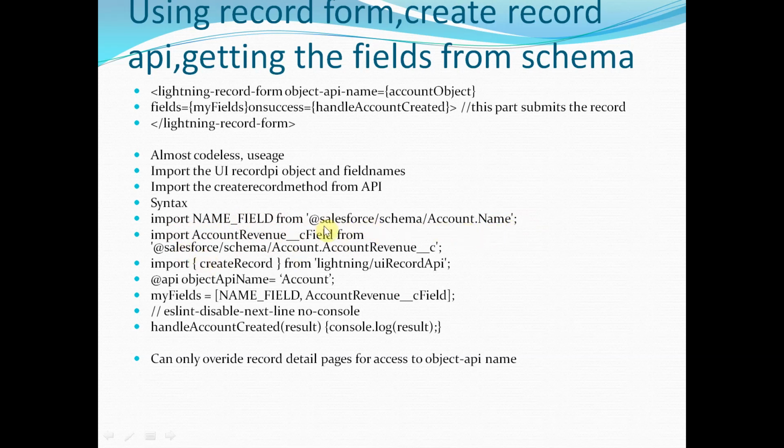Then all you have to do is import the create record also from the Lightning UI record API. Create record is a method which Salesforce automatically gives you. It's part of the Lightning data service. We already saw the UI record API, so you're going to use the same method over here.